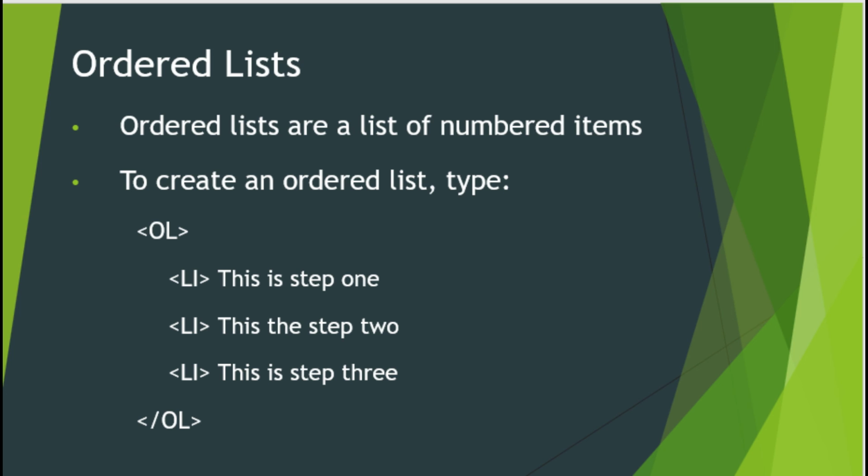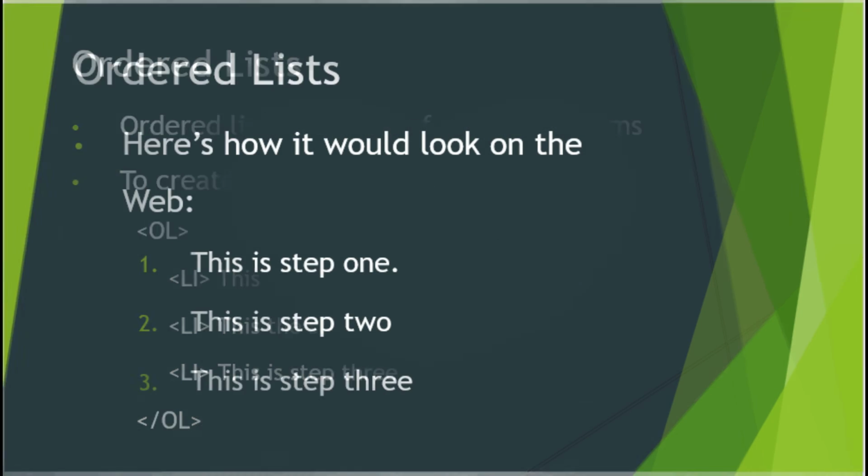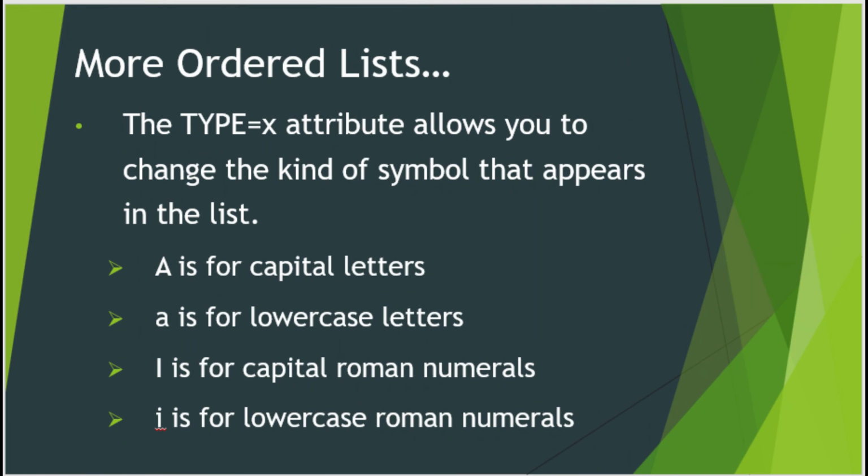To create an ordered list, type the OL tag. Inside the OL tag, li represents a list item. In the first li we put the first element, the second li contains the second element, and likewise we continue representing the items.